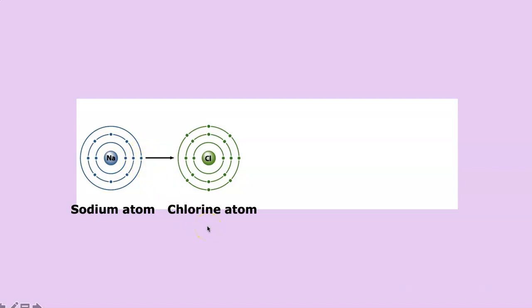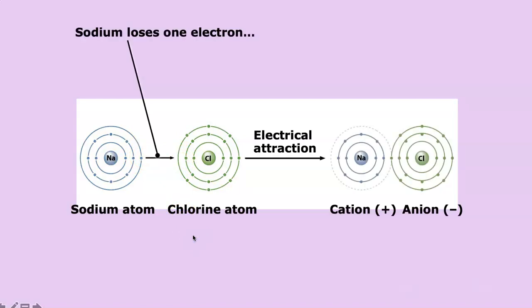Chlorine has 17 protons and 17 electrons. So we have 2 in the inner shell, then 8 in the next shell, that makes 10, and then the other 7 are in this outermost shell. And as I mentioned, when the outer shells are filled, they're very stable. So chlorine would really like to have this electron from sodium to give it a complete shell. And that's exactly what happens.